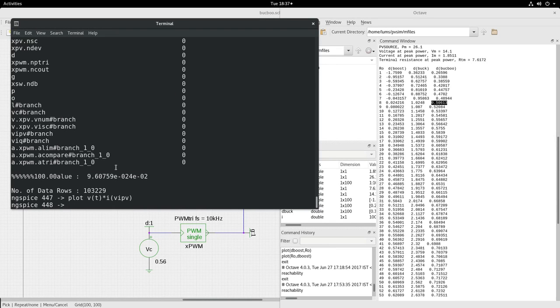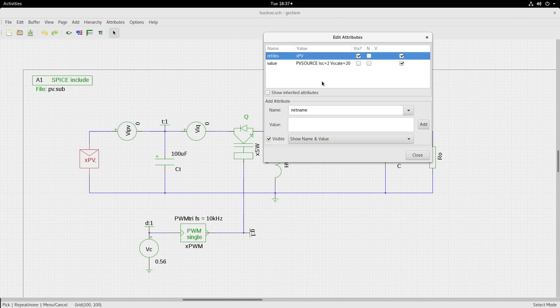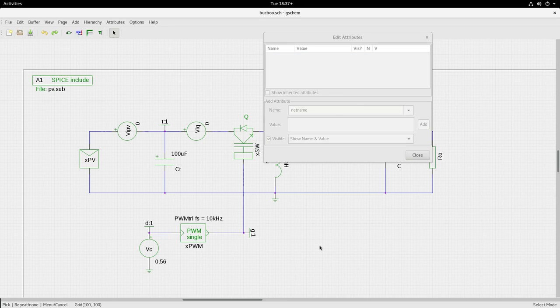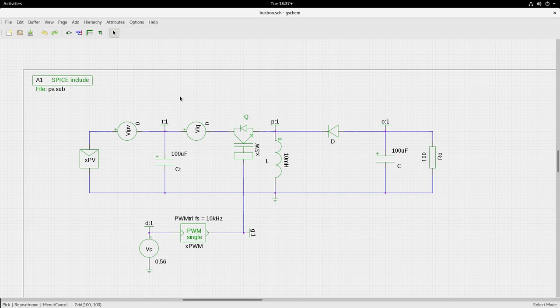So I will leave it to you to explore this circuit also and try out various things, and try to observe and visualize various waveforms, and try to understand the circuit with the PV source being the input source with the IV characteristic as given. You can also explore with different values of short circuit current and the voltage scale values and try to see what happens.